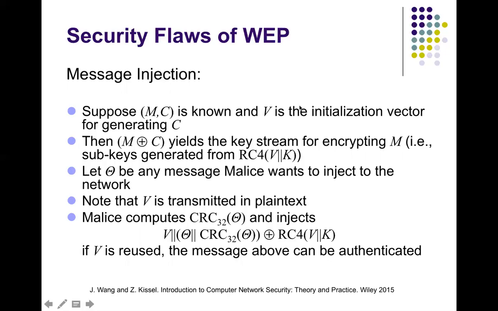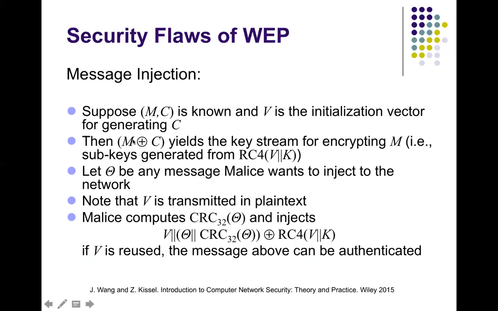So this is how it can be done. Suppose M, C is known. So this is the origin. There's a known plaintext M, and the corresponding ciphertext C is known. And V is the initialization vector for generating this C. So suppose you know M, C, you also know V that is used for generating C.